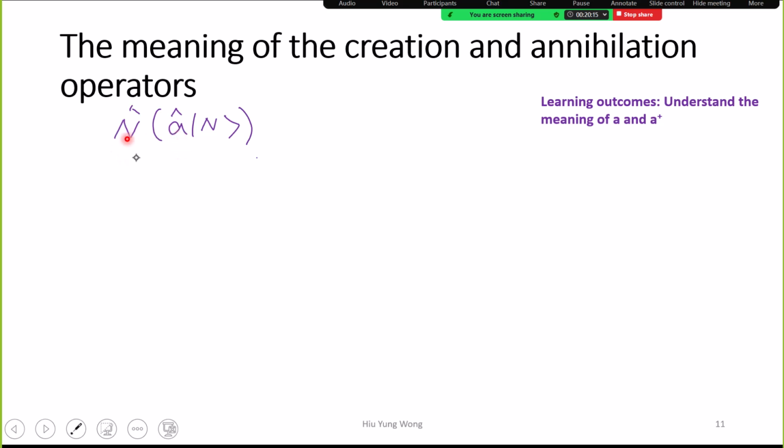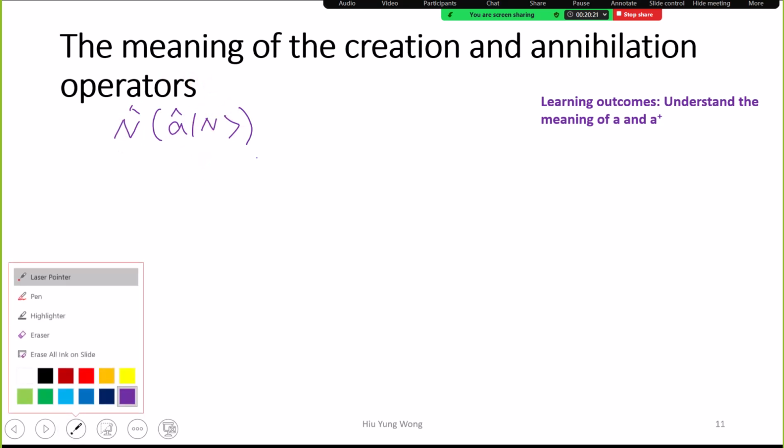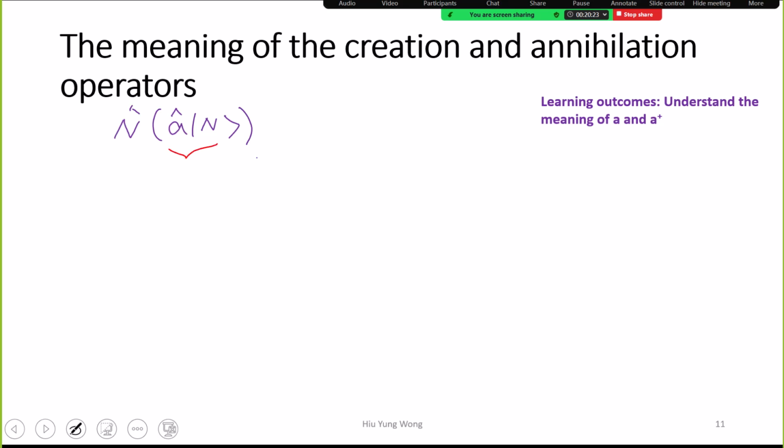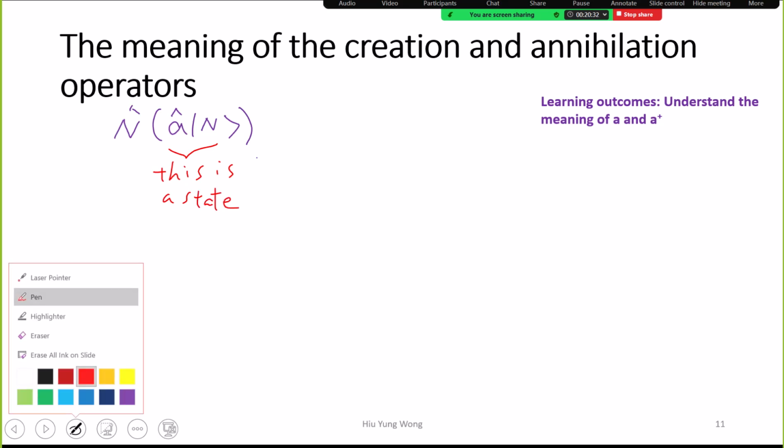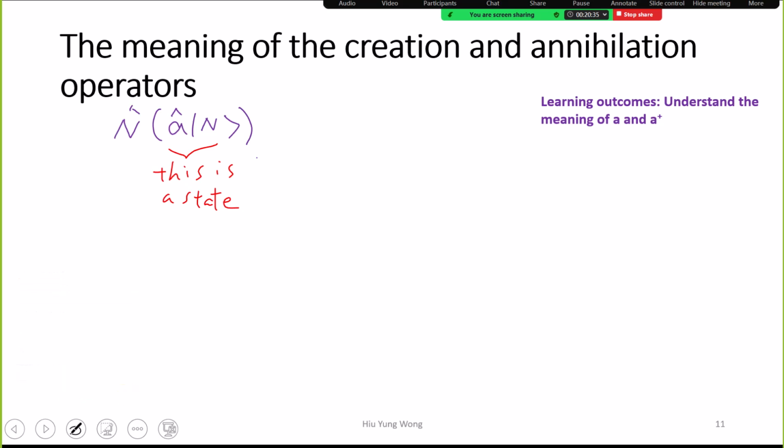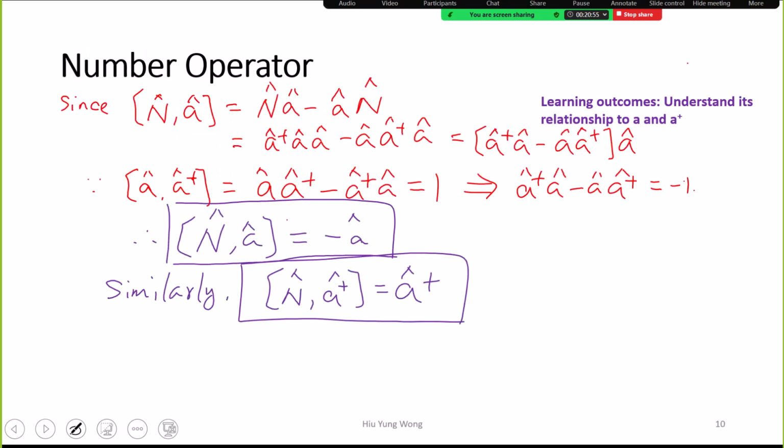So basically it's asking what happens if I apply the number operator to this state. This is a state, so what happens when I apply it? That's the question. Naturally I can use the associative rule and break this up. However, from the previous line, we say that NA equals negative A.